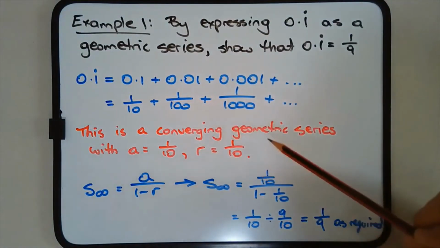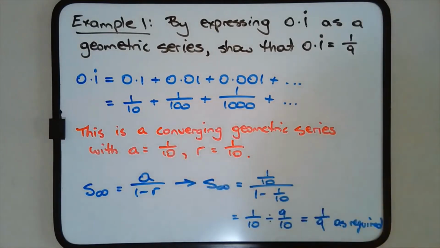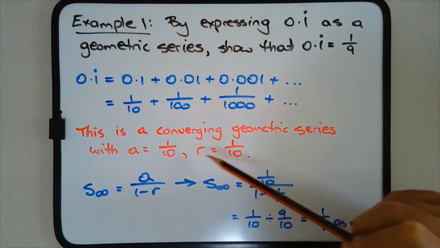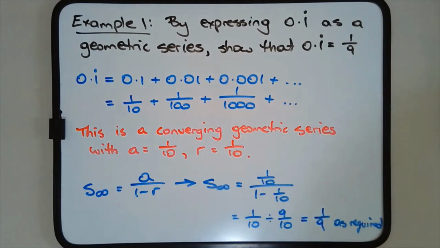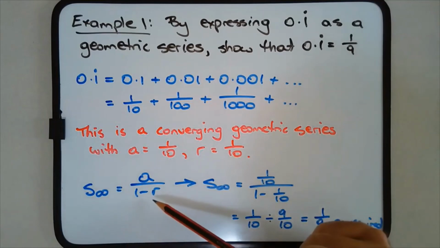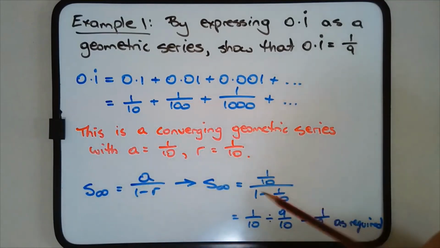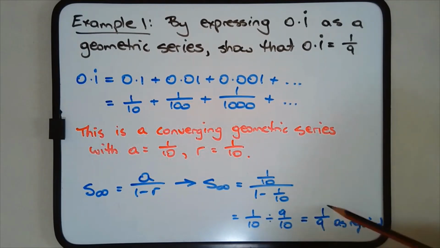Now this is a converging geometric series with the first term a equals 1 over 10 and the common ratio r equals 1 over 10. So substituting 1 over 10 for a and r in the limiting sum formula, we have the limiting sum equals a over 1 minus r, which equals 1 over 10 all over 1 minus 1 over 10, which equals 1 over 10 divided by 9 over 10, which equals 1 over 9 as required.